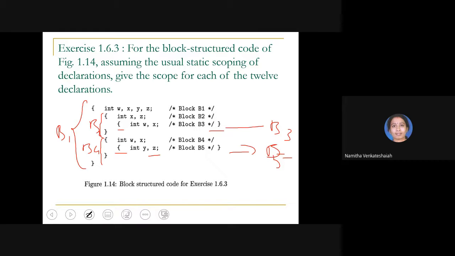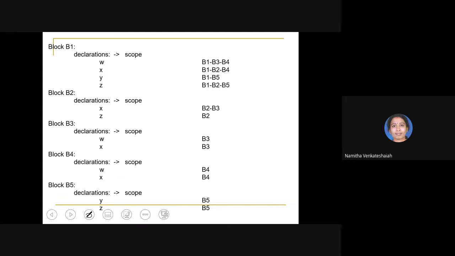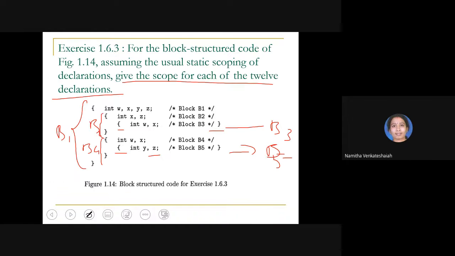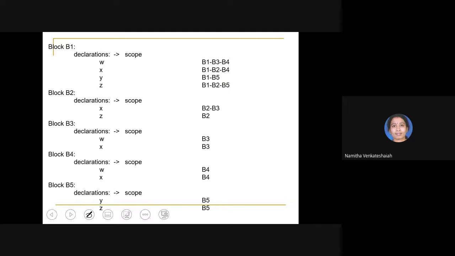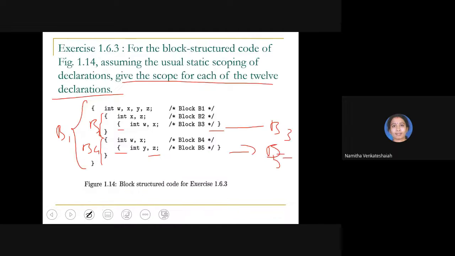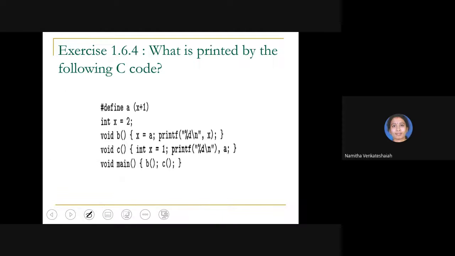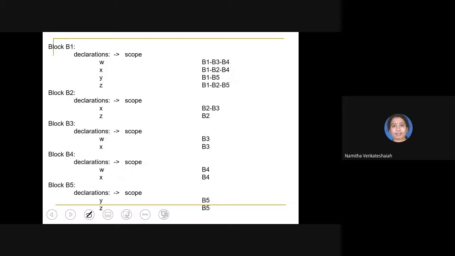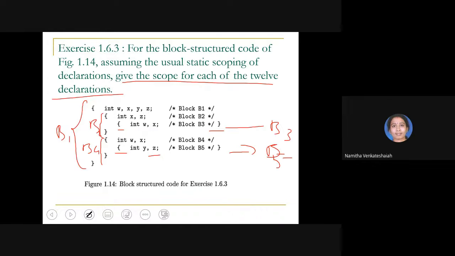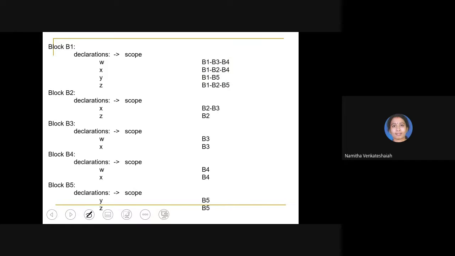If I give this kind of question, what I'm expecting is to give the scope for each of the declarations. So you should make a table like this: block 1, block 2, block 3, block 4, block 5, and write down which declarations are there. In block 1, WXYZ are there. In block 2, XZ is there. In block 3, WX I have written. In block 4, again WX is there. In block 5, YZ is there.